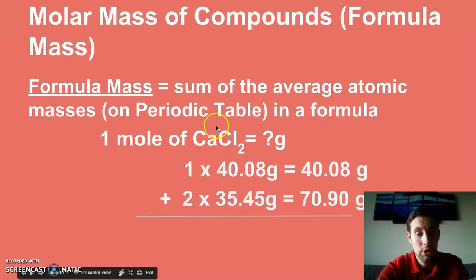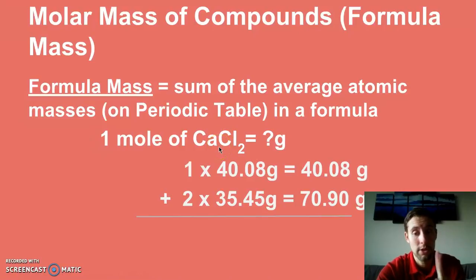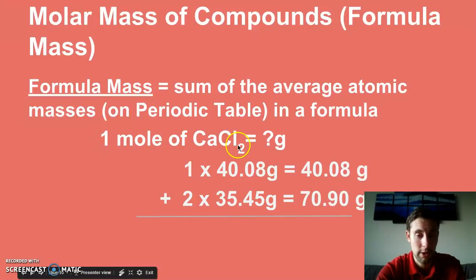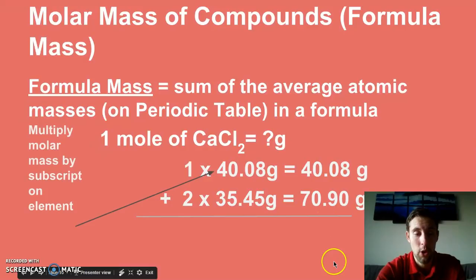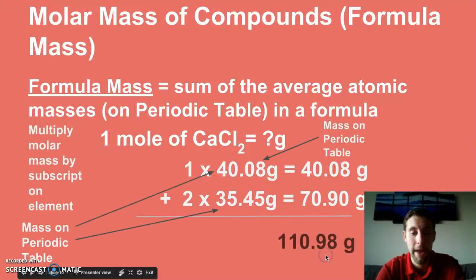Then we also have to have 2 chlorines. This little 2 down here means there are 2 chlorines. There's no number beneath calcium, so it's just 1 calcium, 2 chlorines. So I'm multiplying chlorine's molar mass, its average atomic mass, times 2 because of this 2 here. When we do that, we'll add these pieces together to get the overall molar mass of calcium chloride.